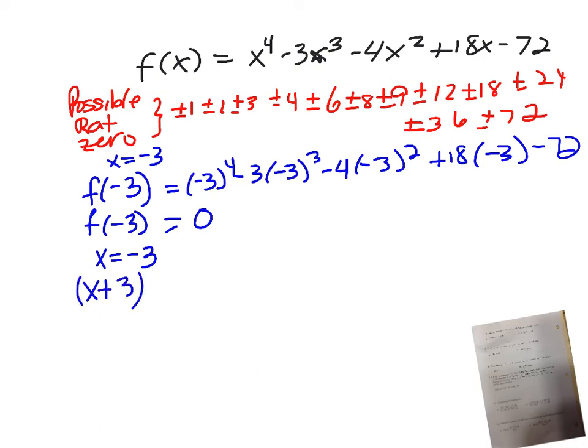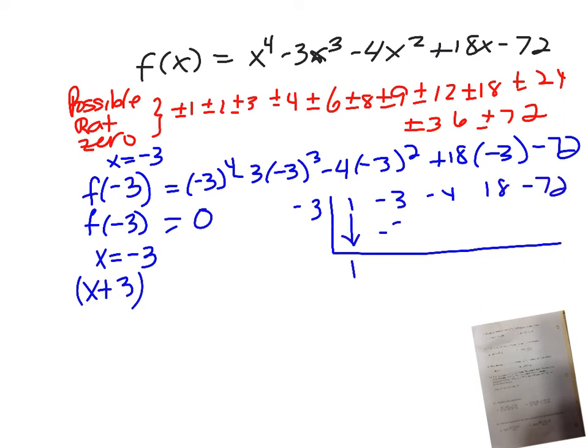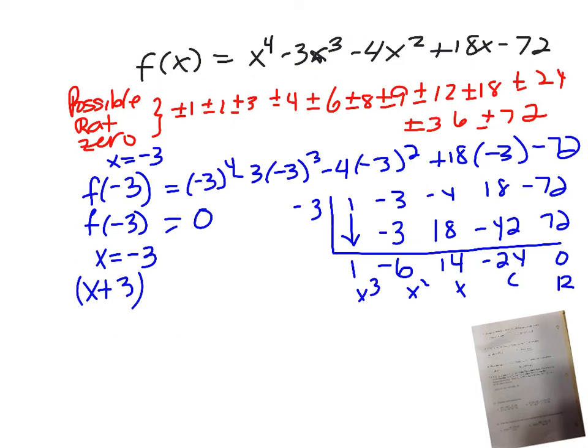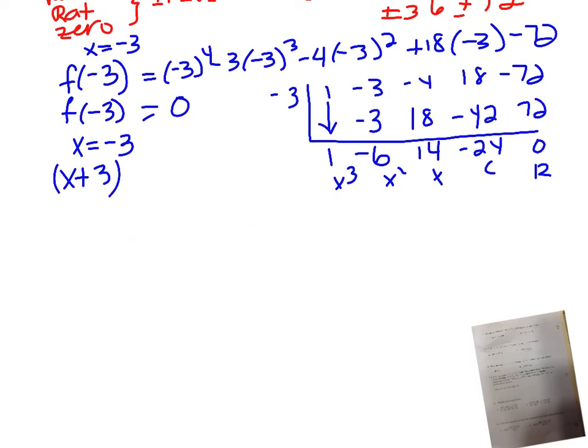All right, so now I'm going to use synthetic division to break down the polynomial a little bit. So I have 1, negative 3, negative 4, 18, negative 72. All right, so I have 1, negative 3, negative 6, positive 18, we get 14. 14 times negative 3 is negative 42. 18 minus 42 is negative 24. Times negative 3 is positive 72, and I get my remainder is 0. So remember, this is my remainder, constant, x squared, x to the third. So I'm still not down to an x to the second power. Remember, that's what I want. I want an x to the second power.